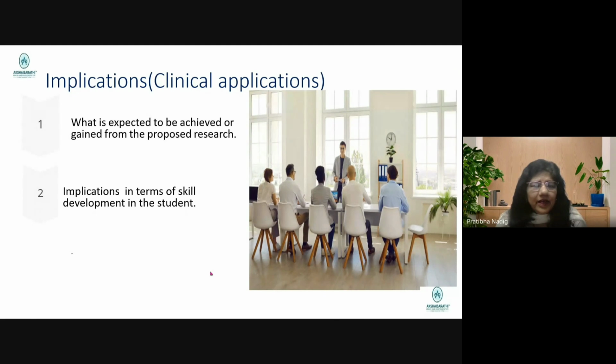And then we need to write the implications in the ICMR. What is expected to be achieved or gained from the proposed research? What are the implications? What in terms of skill development of the student, that also can be written, which we discussed in the beginning. Implications, we should know that.